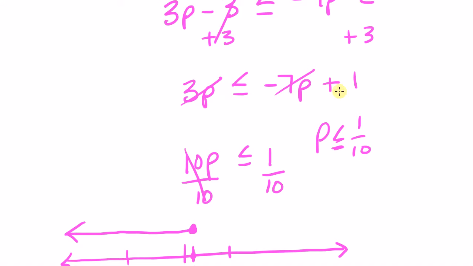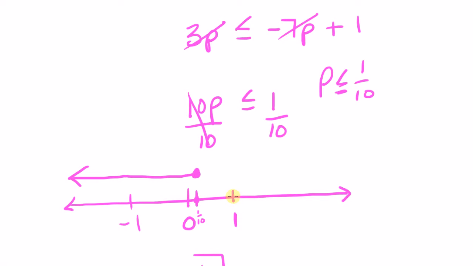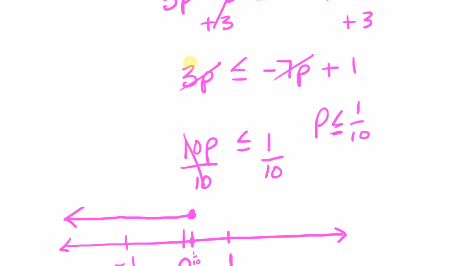And is 0 less than or equal to 1? I think so. And then what if we use 1? What if we plugged 1 in here? What do we get? 3 times 1 is 3, and negative 7 times 1 is negative 7, plus 1 is negative 6. And is 3 less than or equal to negative 6? No. So that's why these aren't solutions over here. All right.